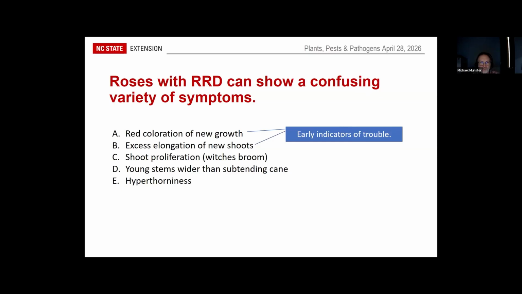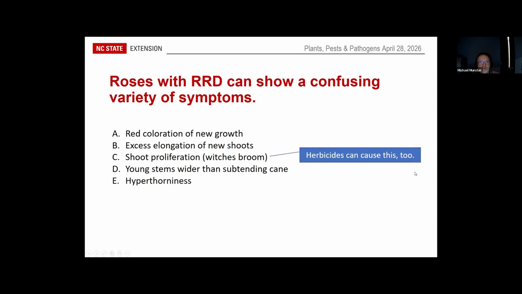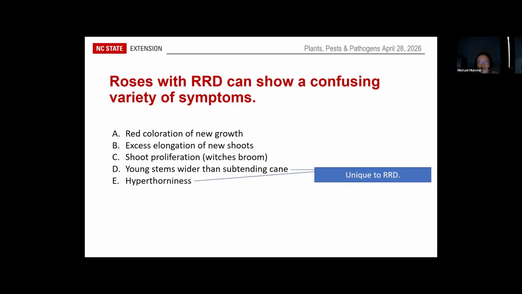The early indications of trouble, as I say, that red coloration that doesn't go away. Oftentimes there'll be some red in the new foliage, but if it's retained, it doesn't go to green, then you've got a symptom of rose rosette, the excess elongation of the new shoots. You may get the witch's brooms, that shoot proliferation, and then two that are only caused by rose rosette. One is where you get the young stems that are wider than the cane that is producing them, and the hyperthorniness. Now, that's not always going to be there, but if you see that hyperthorniness, then there's nothing else that does that. All right, witch's brooms can be caused by herbicides as well, so do be a little bit cautious there.